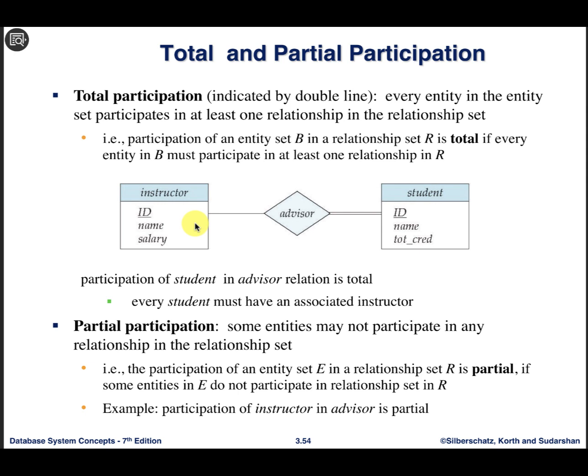You know that in IT, when they hire you as a new professor here, they're not going to involve you in advising until you spend two years. The reason is that you need to familiarize yourself with the system, the courses, etc. After two years, you're prepared to start advising students on selecting courses, which makes sense in this case. So student is total, instructor is partial.